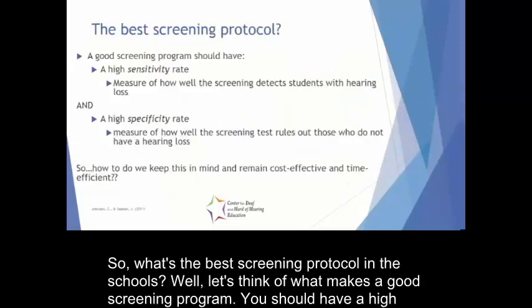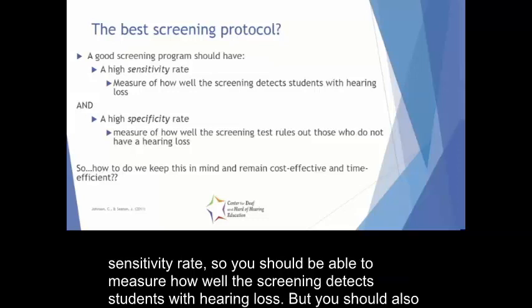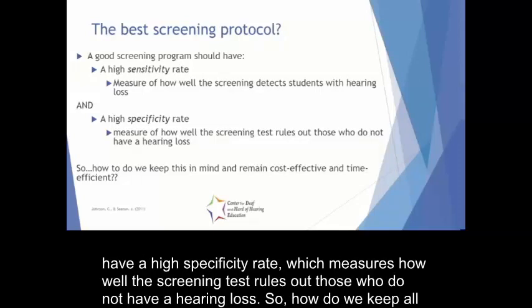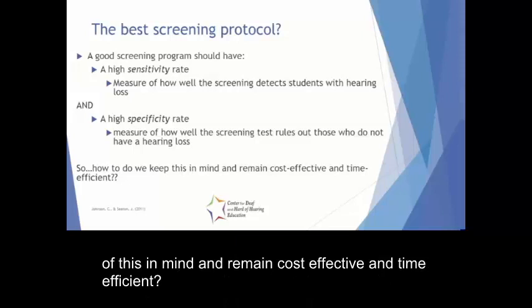So what's the best screening protocol in the schools? Well, let's think of what makes a good screening program. You should have a high sensitivity rate, so you should be able to measure how well the screening detects students with hearing loss. But you should also have a high specificity rate, which measures how well the screening test rules out those who do not have a hearing loss. So how do we keep all of this in mind and remain cost-effective and time-efficient?